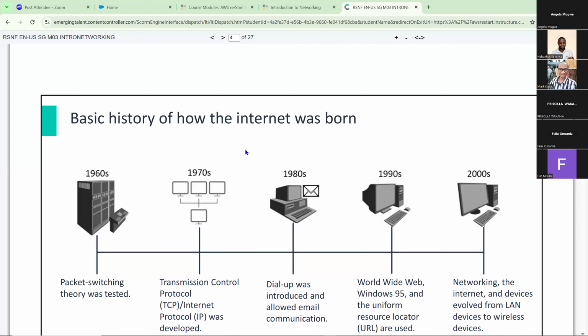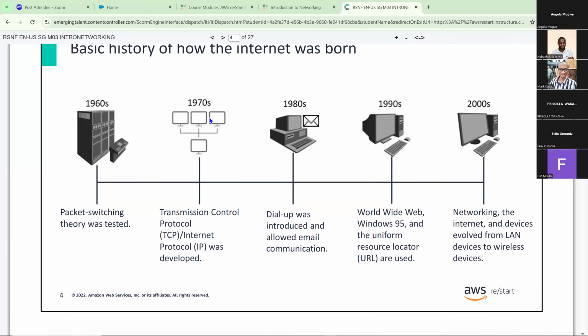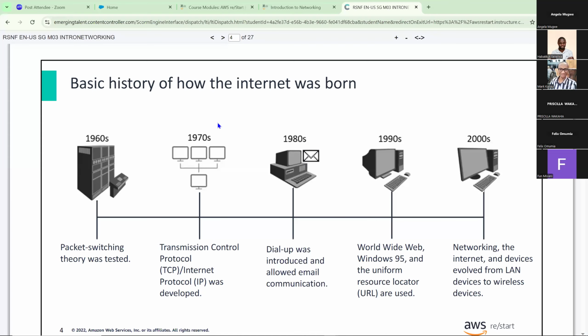I know this might be a repeat for some of us who already understand this, but when you look at the history of the internet, we see that it was born right back in the 1960s, and it has been evolving to be what it is today. It has gone through a process of evolution. Initially, it was meant to ensure that devices within a confined space can communicate to each other.